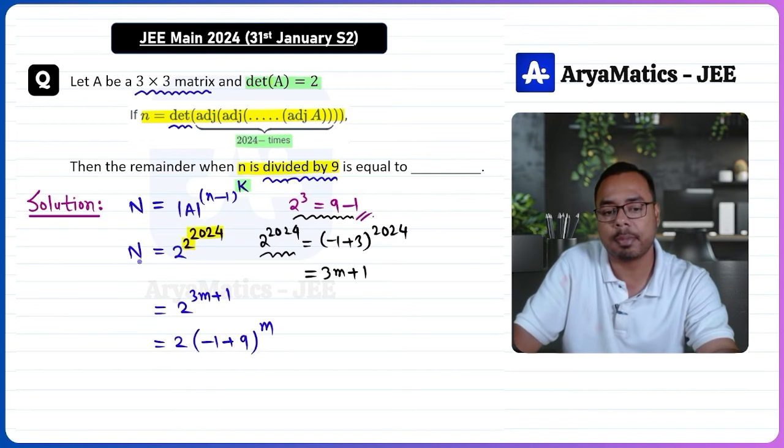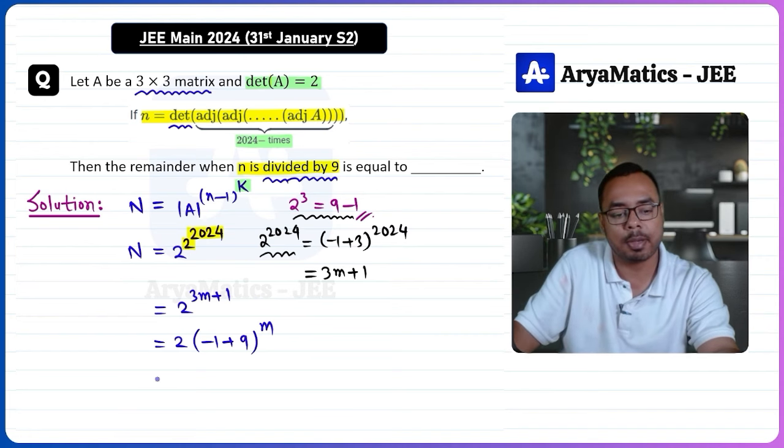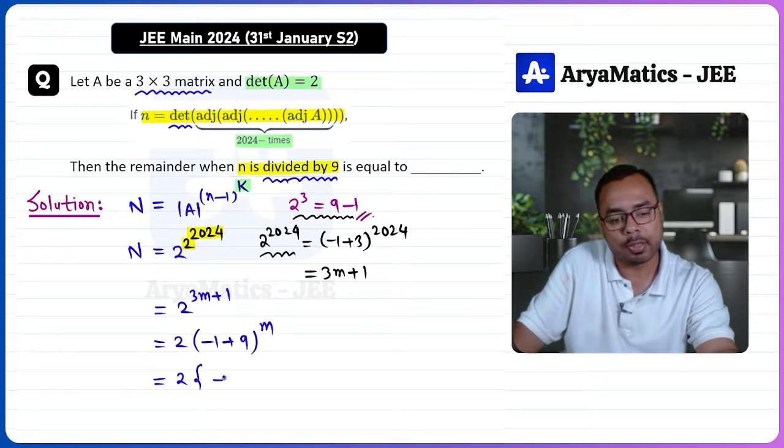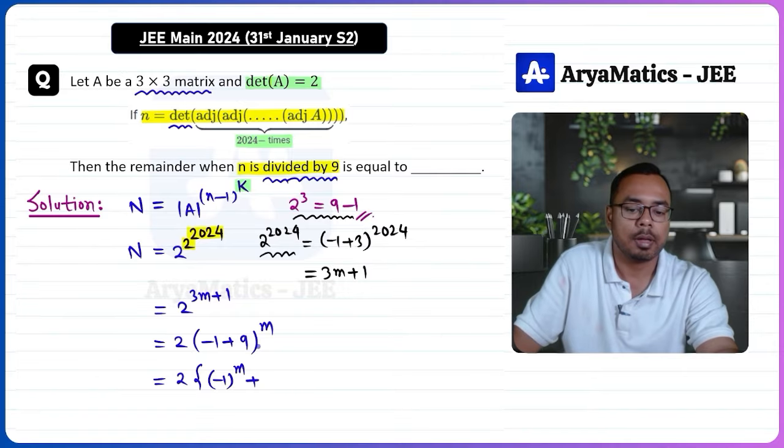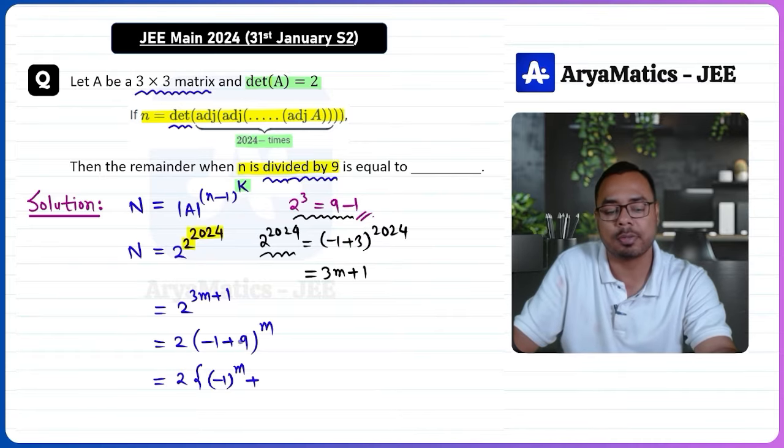We are trying to write this number capital N as multiple of 9 plus something so that we can get the remainder. Now this becomes 2 into, and then if I use binomial theorem here, then we'll get minus 1 raised to m plus, and after that all the other terms will contain at least one 9, right? Next term will be mC1 into 9 raised to 1, next term mC2 9 square, and so on. Alternately we have to change the sign because of this minus 1, but the point is that only this first term will not contain 9. After that all the other terms will be multiple of 9 only.